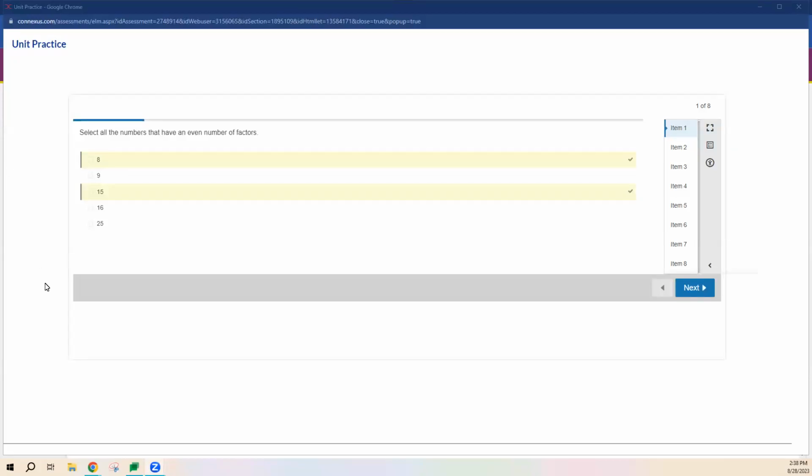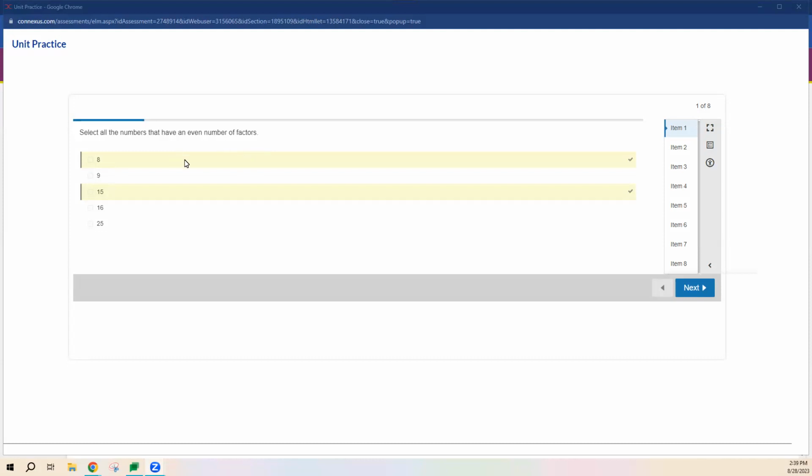Hey there, fourth graders. Today I wanted to go over the unit practice for the factors and multiples unit so that you could look at this before you complete your test, because this information is going to be very similar to what you're going to see on your test.